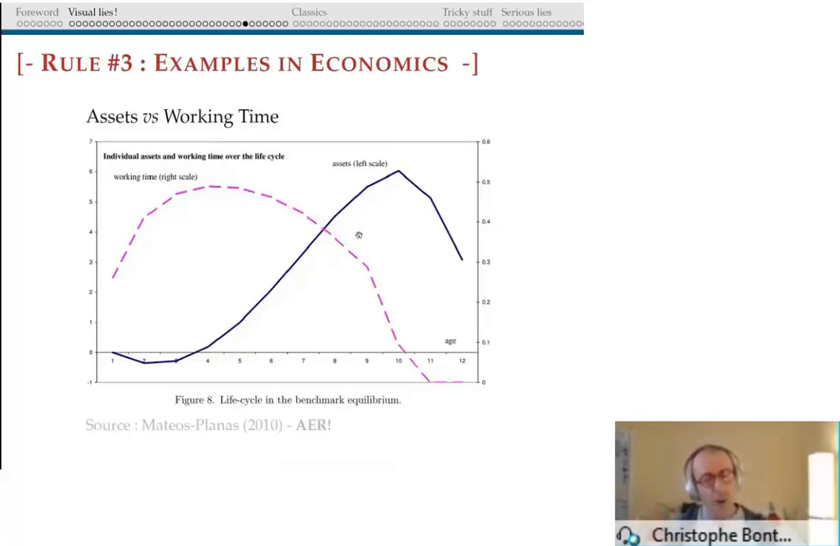So we have to pay attention to what people use in terms of graphics to convey a message. And here, probably the message has been checked many times by referees, but the graphic has not, which is a problem.